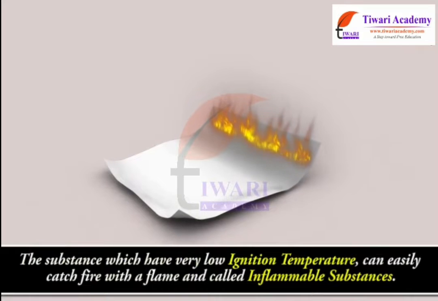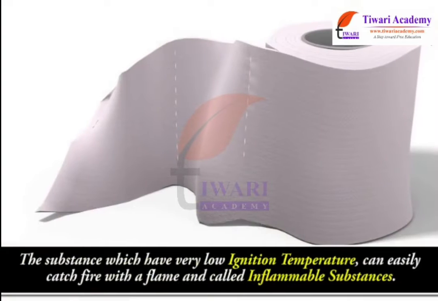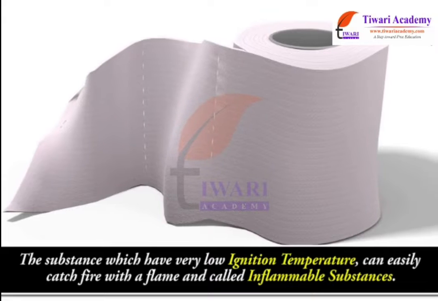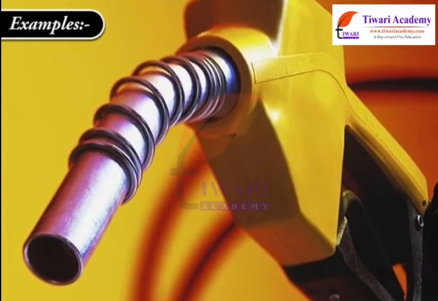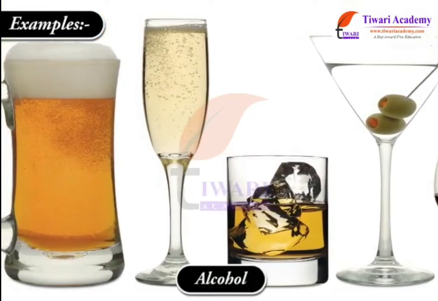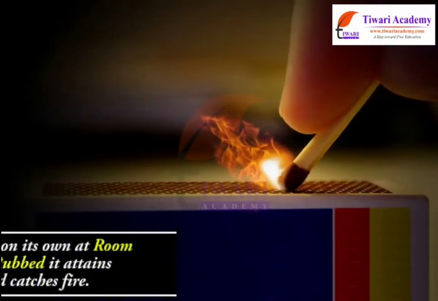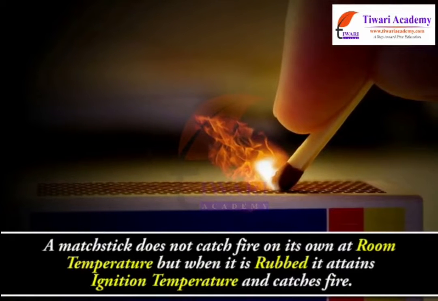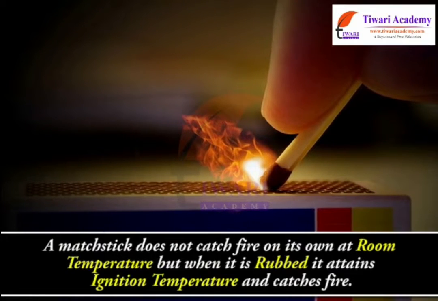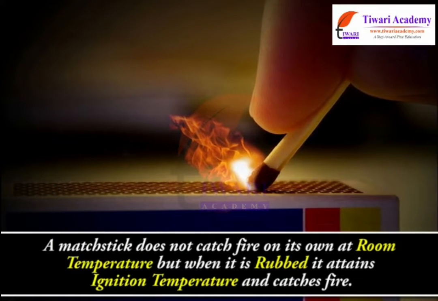The substances which have very low ignition temperature can easily catch fire with a flame and are called inflammable substances. Examples: petrol, alcohol, liquefied petroleum gas. A matchstick does not catch fire on its own at room temperature, but when it is rubbed, it attains ignition temperature and catches fire.